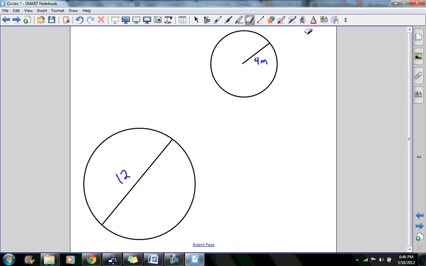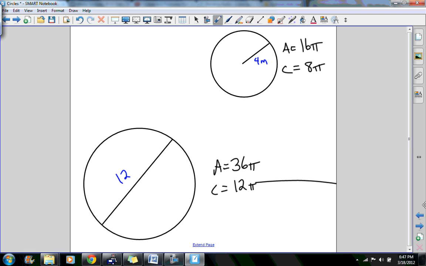Alrighty? Let's take a look. This one up here, area should have been 16 pi. Circumference should have been 8 pi because the radius times 2 is 8. Down here, the diameter is 12, so the radius is 6. So the area is 36 pi, and the circumference would then be 12 pi. All right, let's move on.